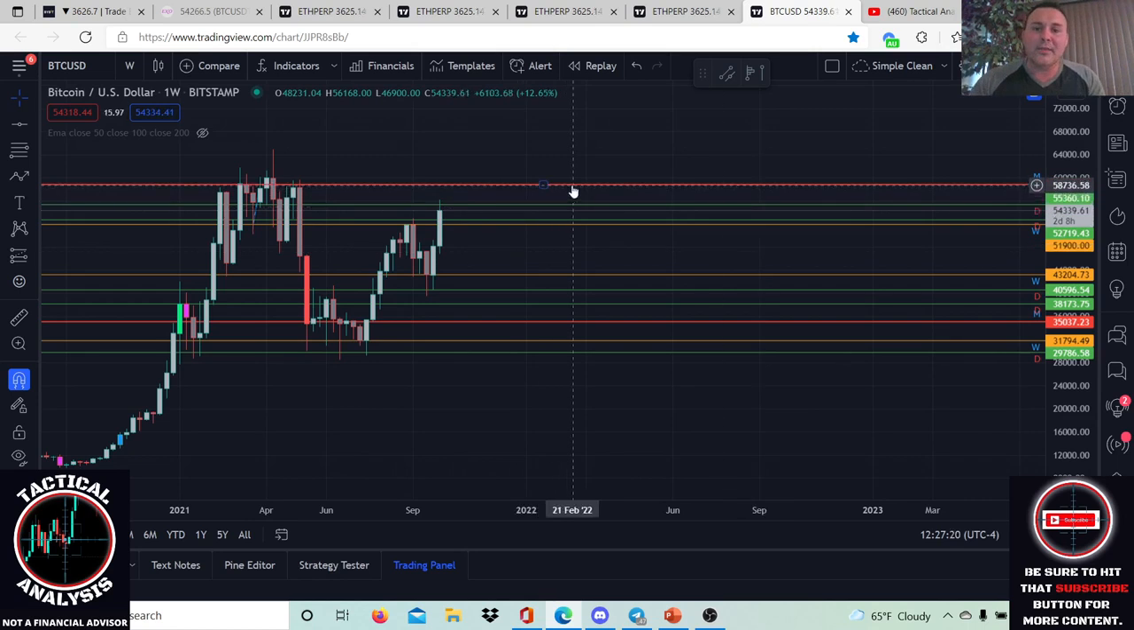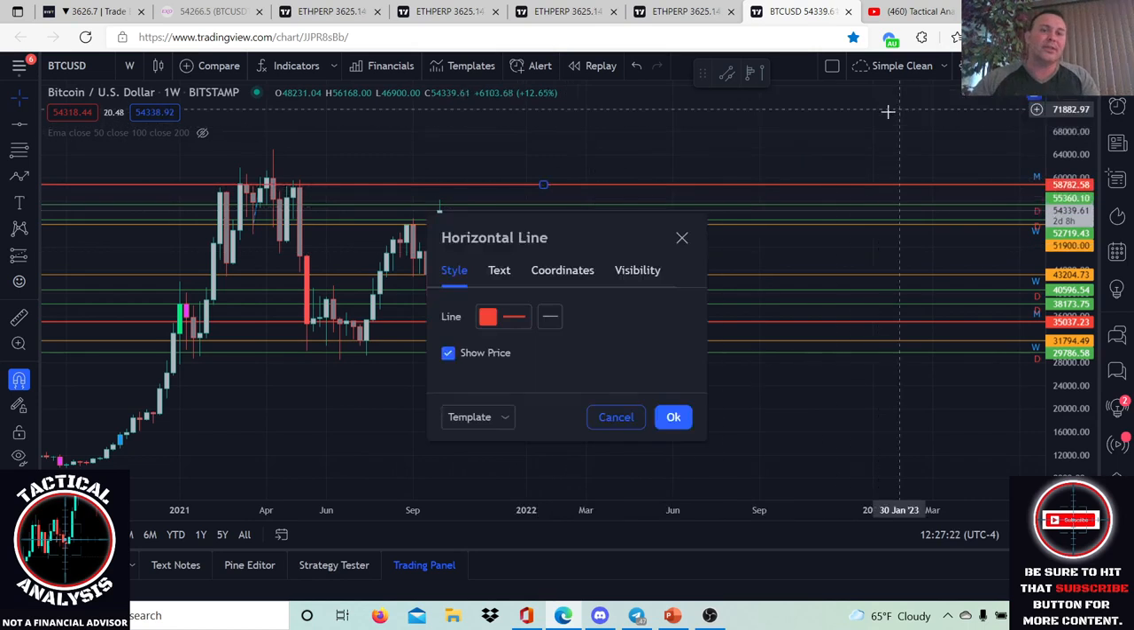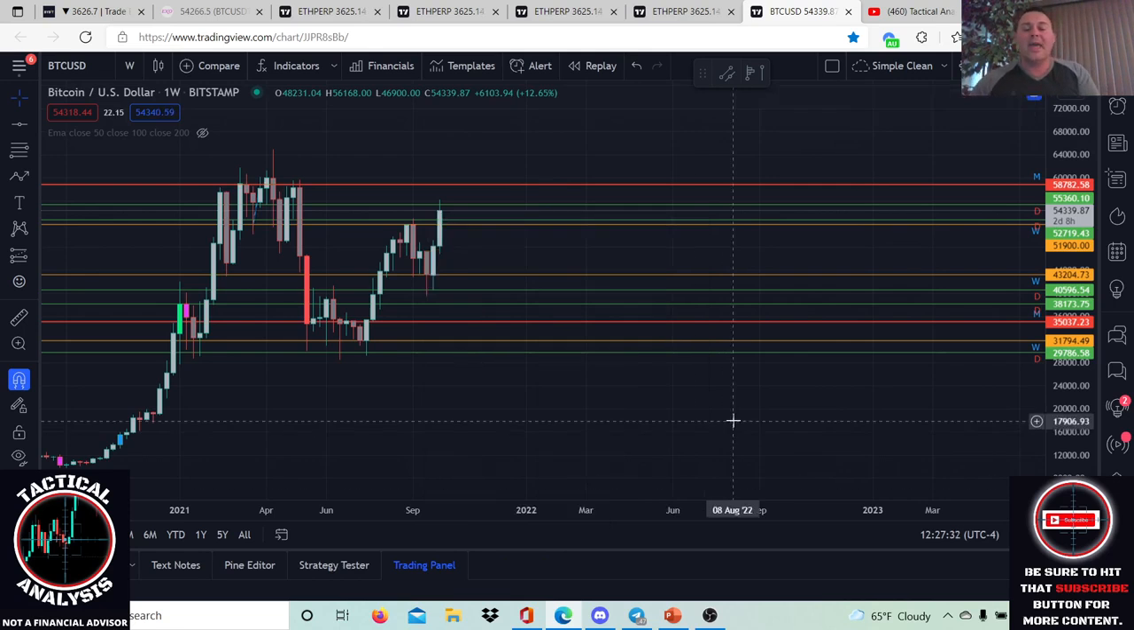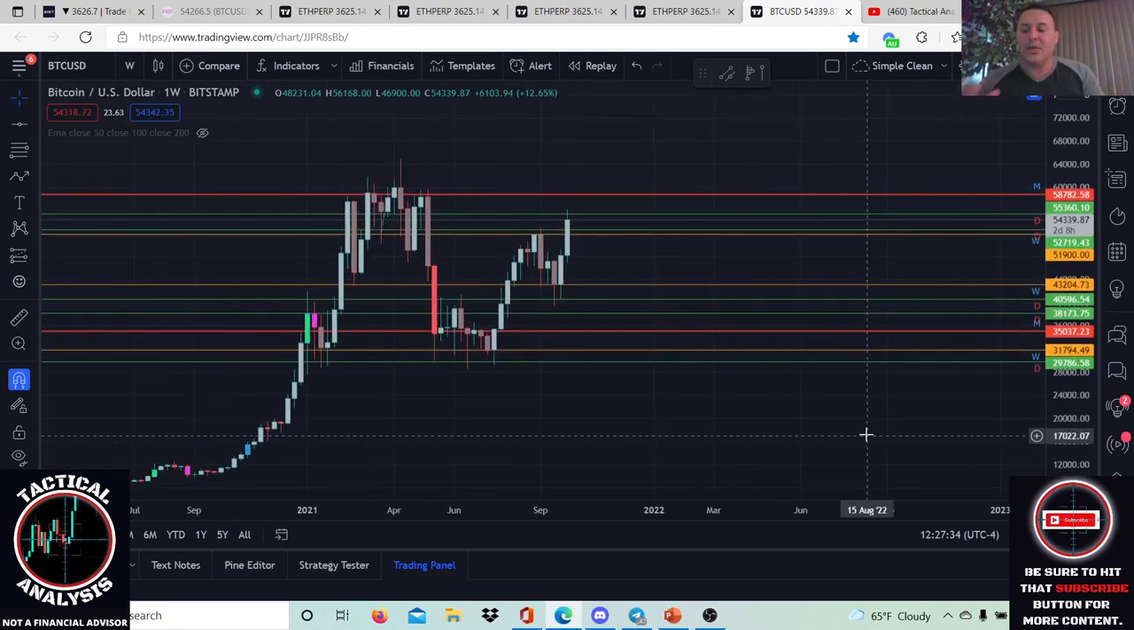And how do you make the templates once you draw the line? Just go into the settings here. You can customize the line any color you want, the thickness, and the letter here, if you want it to say the full word. And that's how you draw your daily, weekly, and monthly support and resistance levels.